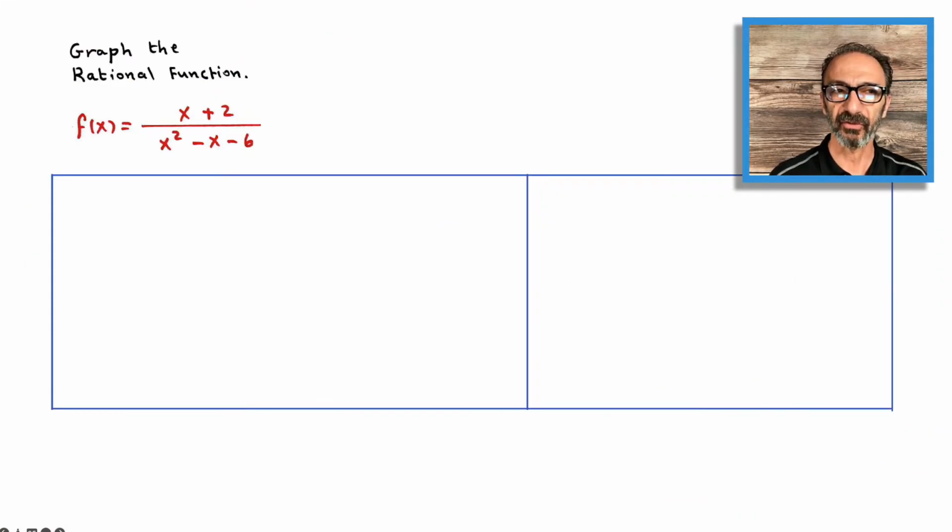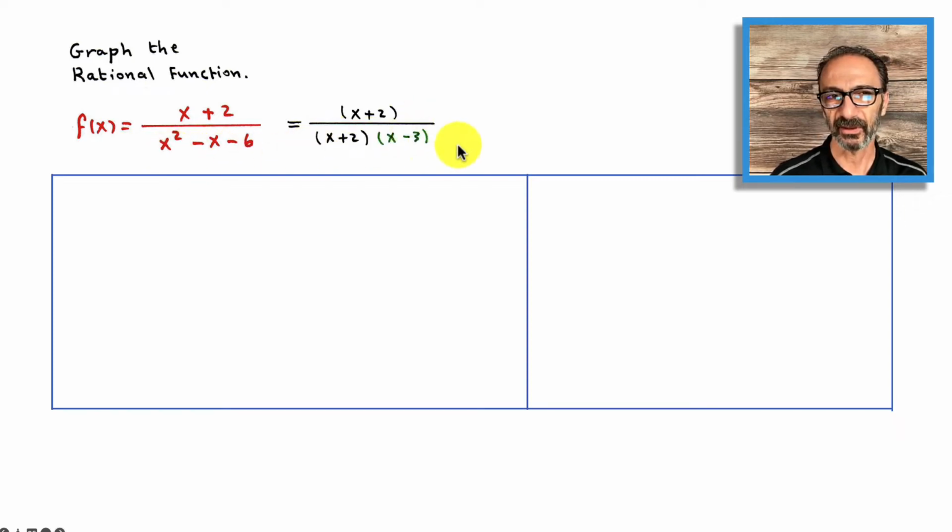Graph the rational function f of x equals x plus 2 divided by x squared minus x minus 6. Seeing it in factored form, the top part is x plus 2, of course. Now when you factor the bottom side, you get x plus 2 times x minus 3. Let's double check. Positive 2 times negative 3 is negative 6. Multiplying out, I get 2x, and I get negative 3x. Combining the 2x with the negative 3x, I get negative x. And of course, x times x is x squared.